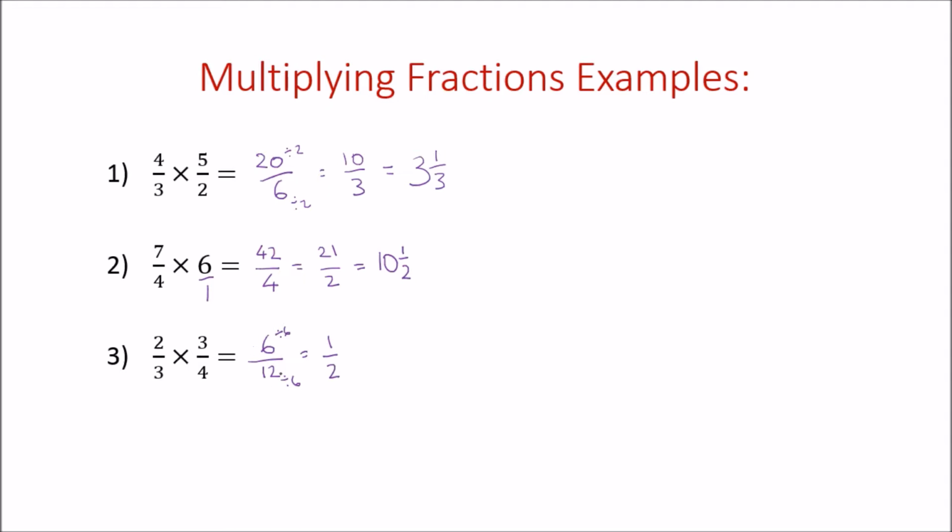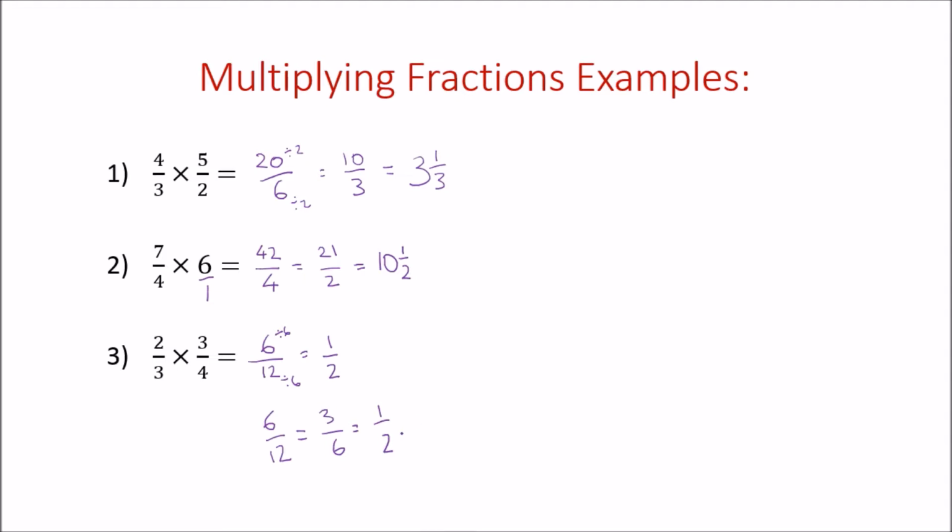Now you don't necessarily have to go straight from this step over to here. You could equally have done this. So divide top and bottom by 2 to get 3 over 6. And then top and bottom both divided by 3 would give us 1 over 2. So either way you can get there in the end.